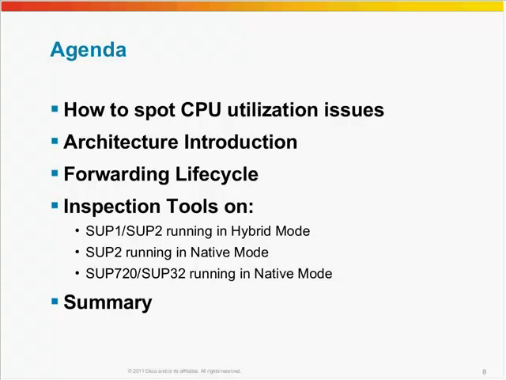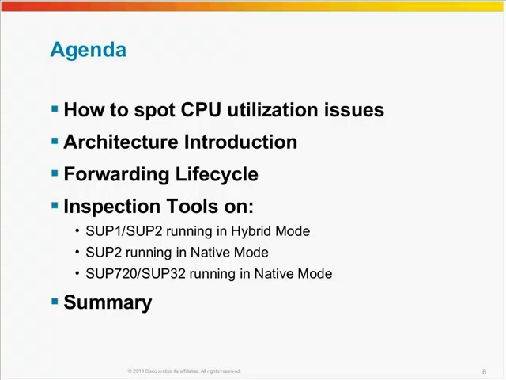And finally, we'll look into the inspection tools and the different tools available to us in order to troubleshoot high CPU utilization issues. And we'll talk about the different setups, like Sup 1 or Sup 2 running in a hybrid mode, a Sup 2 running in a native mode, and Sup 720, which is again running in a native mode. Finally, we'll summarize the presentation with a sequence of steps which you need to do to start troubleshooting a high CPU utilization issue.